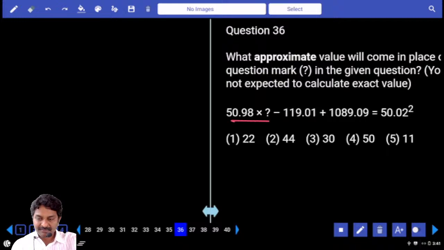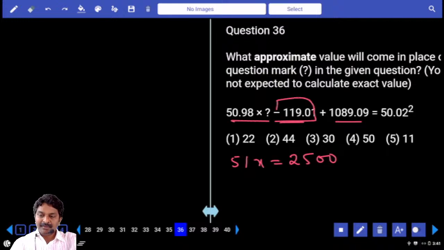60x, 51x. These two numbers go to the right hand side. Right hand side, 50 square is 2500, minus 120 goes to the other side and becomes plus 120. This is 1090, a positive number. So far 2620.